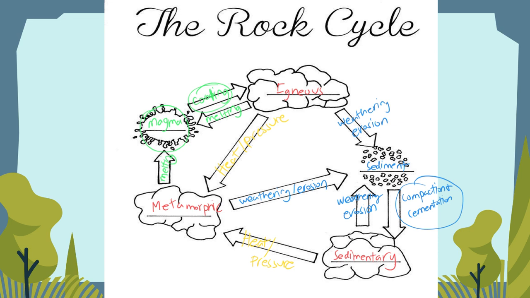And then lastly, we have our metamorphic rock. We know that metamorphic rocks are formed under extreme heat and extreme pressure. So our sedimentary rock or our igneous rock is going to undergo some heat and pressure, and that'll eventually get us a metamorphic rock. And that, friends, is the rock cycle.